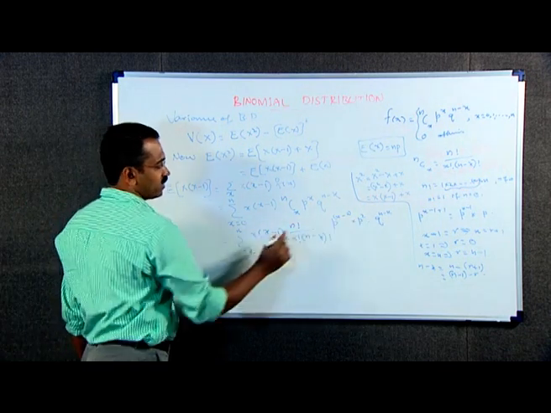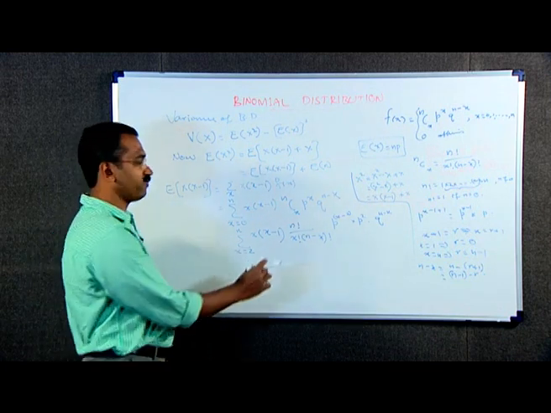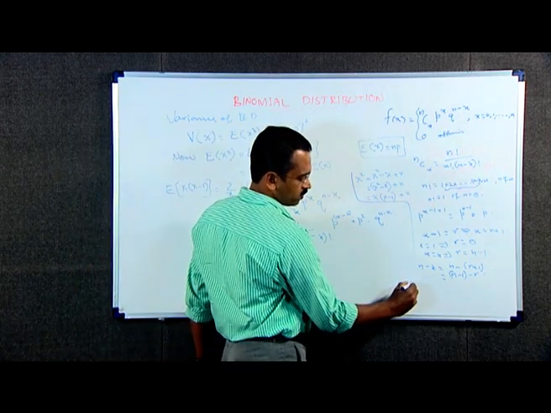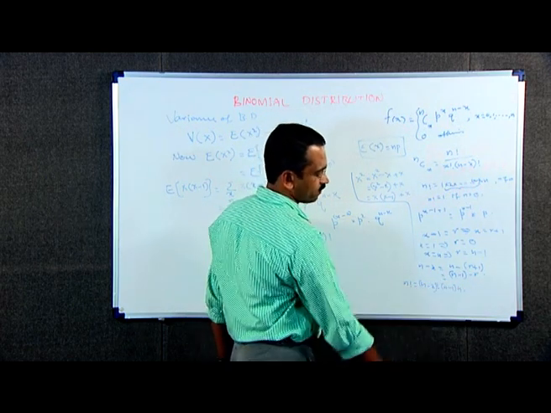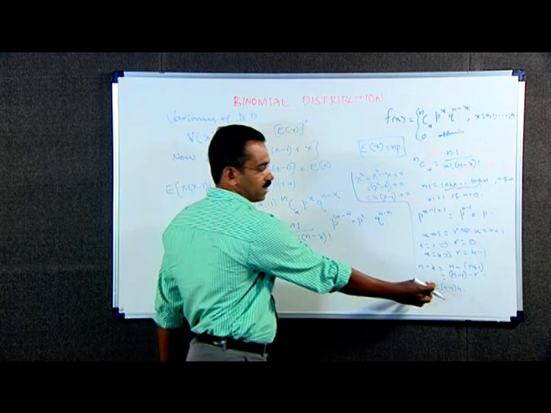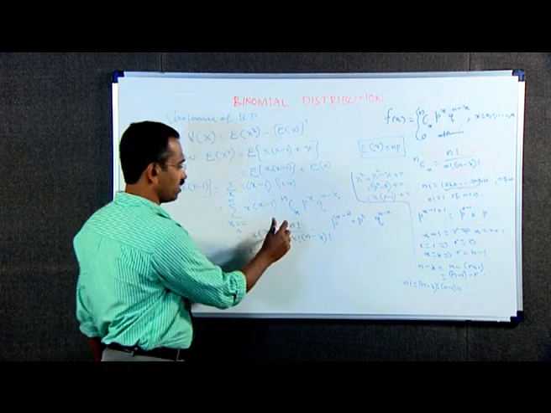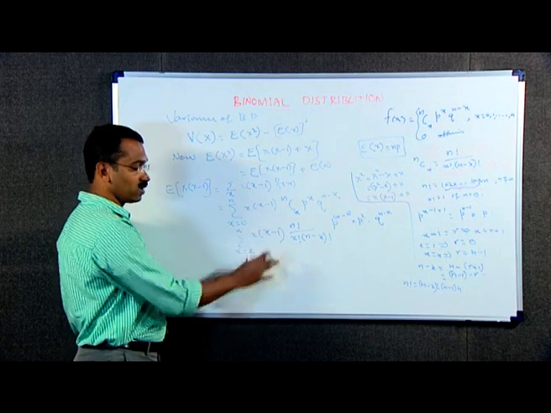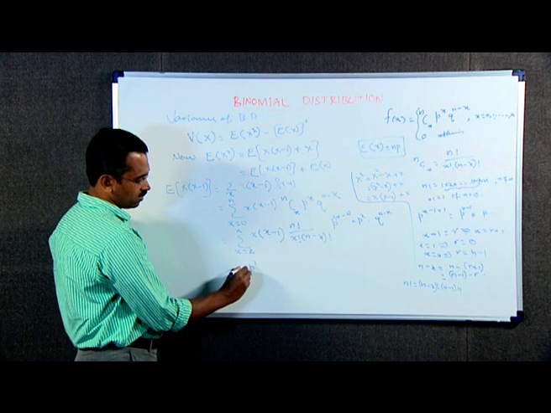This p square can be taken outside. Here n factorial can be taken as n minus 2 factorial into n minus 1 into n. Therefore, this n minus 1 into n can be taken outside, and n minus 2 factorial is put outside of the summation. Therefore, we get n into n minus 1 p square.